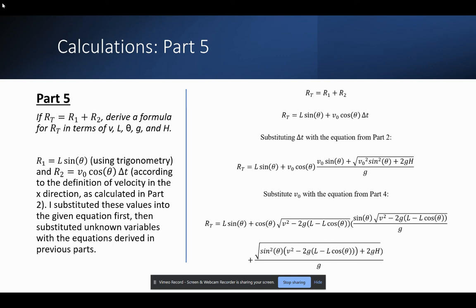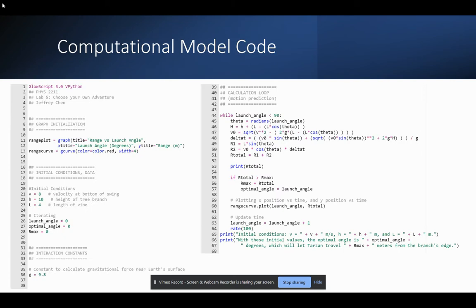R1 equals L sine theta using trigonometry, and R2 equals V naught cosine theta delta t according to the definition of velocity in the x direction, as calculated in part 2. I substituted these values into the given equation first, and then substituted unknown variables from the equations derived in the previous parts. The final equation turns out to be pretty lengthy.